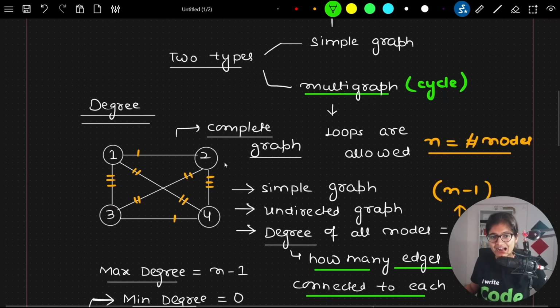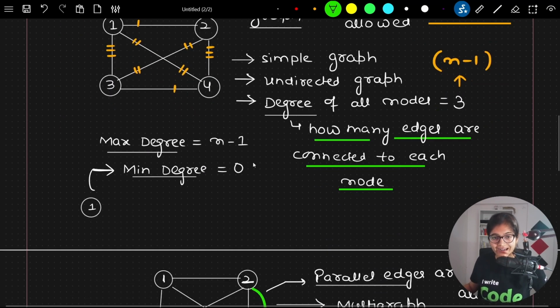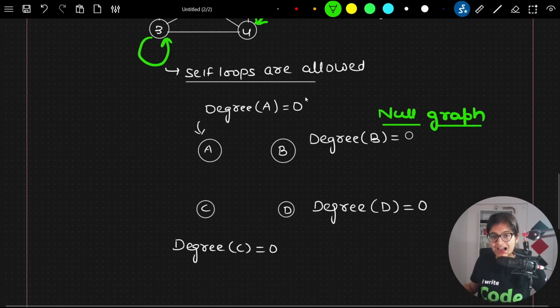So a complete graph has the maximum degree for every node. Maximum degree is there for each and every node. Always remember, here I am talking about maximum degree for each node. Here if you observe, every node has a degree of 3, which is maximum, which is n minus 1. But when you have the minimum degree, which is equal to 0, this is known as the null graph.